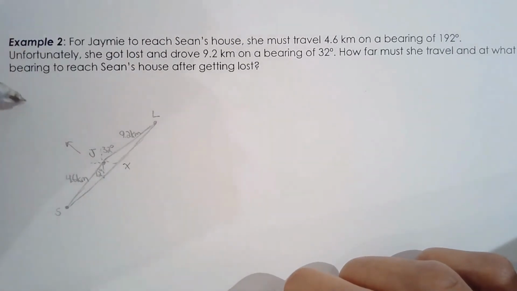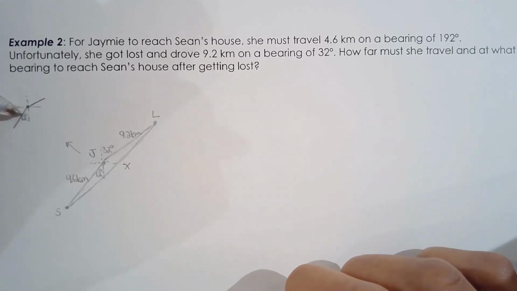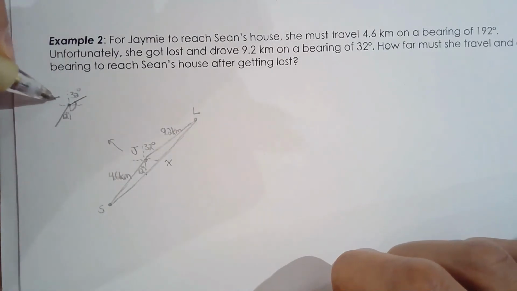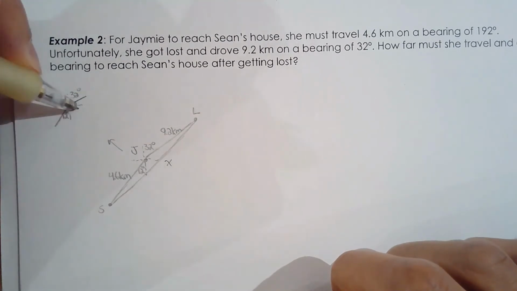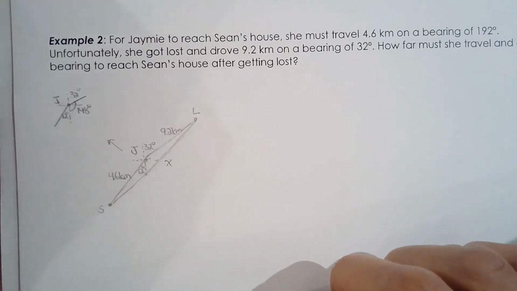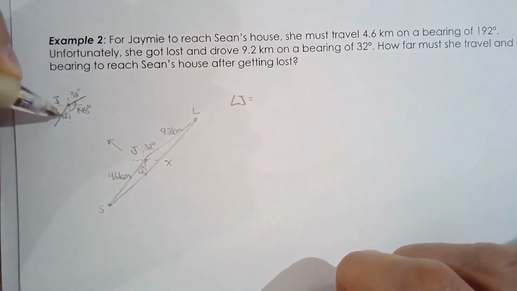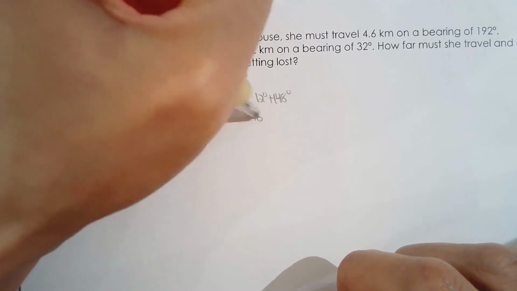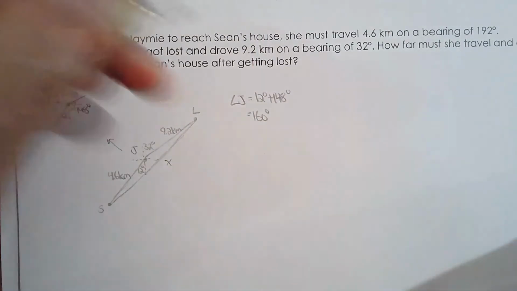So let's say this is J. So this is 12. This is 32. So the angle here, that angle there, oops, sorry. This angle here must be supplementary to 32 degrees. So 180 minus 32 is 148 degrees. Now I can solve for angle J. So angle J is equal to 12 plus 148 degrees, which is 160 degrees. And now let's use cosine law.